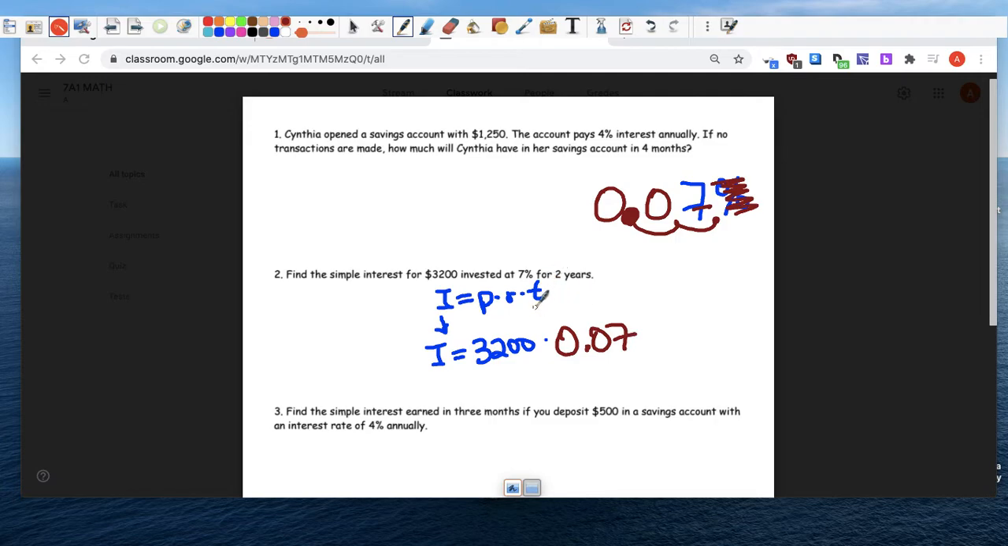Rate. And then the time, how much time? 2 years. So let's multiply that. 3,200 times 0.07 times 2 equals $448. So in 2 years, ¿cuánto ganas usted? $448.